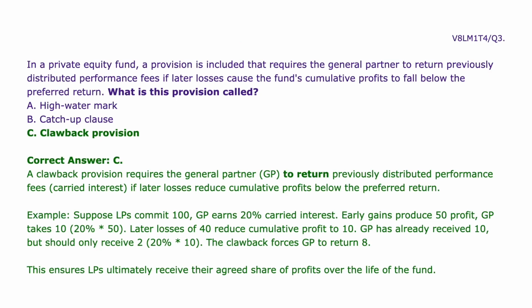Performance fees, also called carried interest or carry, are paid only after the fund meets a hurdle rate, the preferred return. In private equity, distributions often use a waterfall structure. If early profits lead to carried interest payments, but later losses bring cumulative returns below the hurdle, the general partner must return excess carried interest already received.